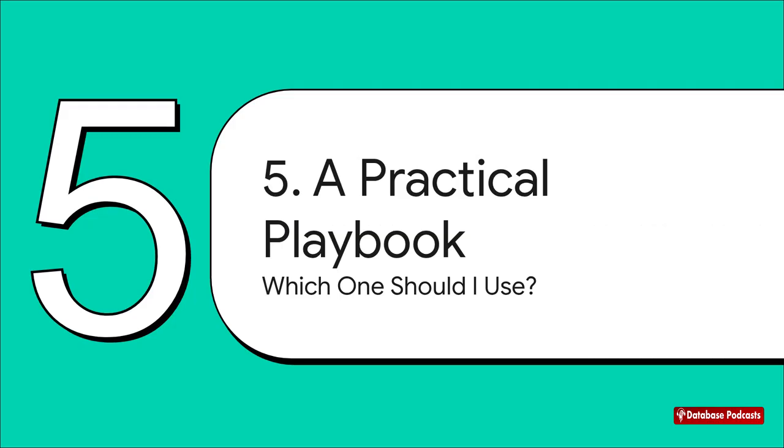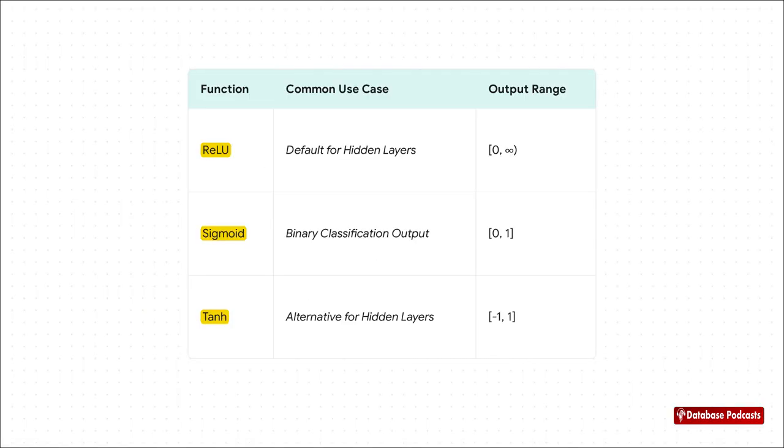Okay, so we've seen a bunch of options, which brings us to the big question. The one everyone building these networks asks: which one should I actually use, and when? Let's put together a quick, practical playbook. All right, here's a simple guide. For all the hidden layers in your network, that's everything between the input and the final output, just start with ReLU. It's the default for a reason. Now, if your problem is a binary classification, a yes, no, spam, not spam kind of thing, then you use a sigmoid function in your very last layer. That'll give you that nice probability score between 0 and 1.